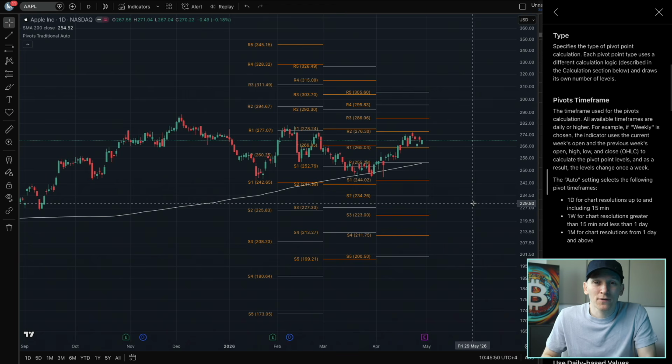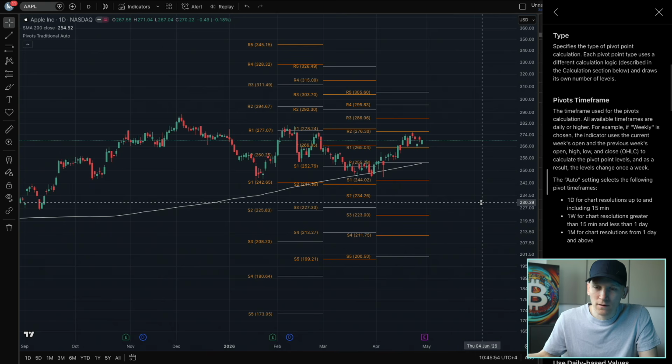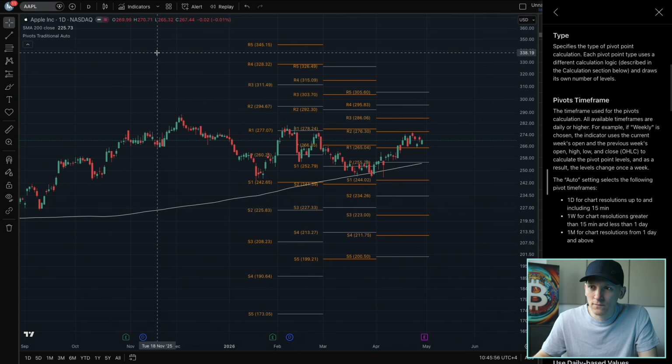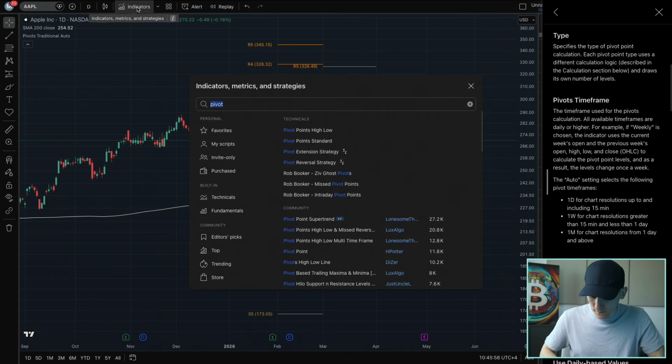In this video, I'll show you how to use the pivot points indicator on TradingView. Pivot points are just another way to look at support and resistance, so you can add them to any chart here. If you go to indicators, just type pivot, and Pivot Points Standard is the one we're going to be looking at. There's a few different ways that these pivot points are calculated. Just think of them as support and resistance based on some previous price data.